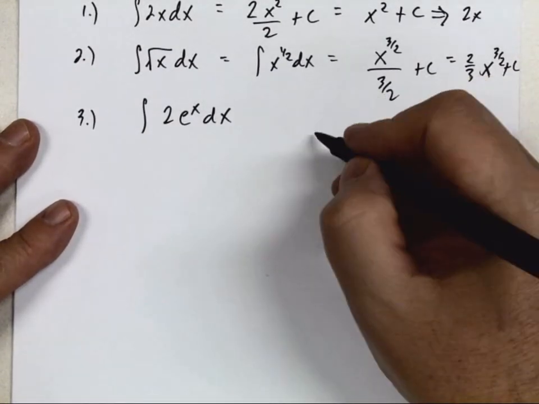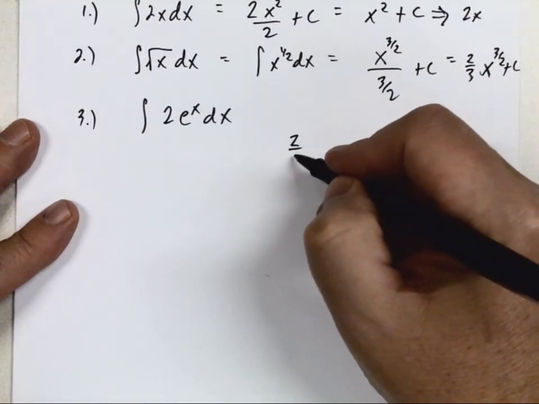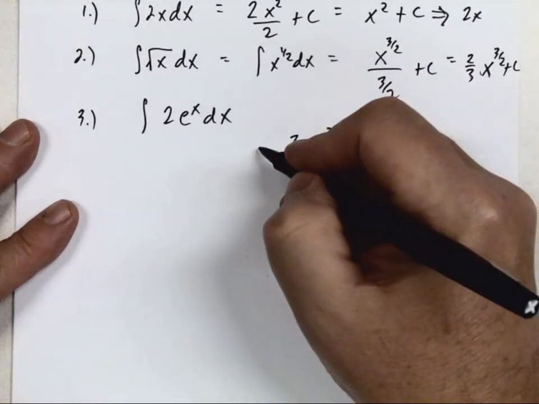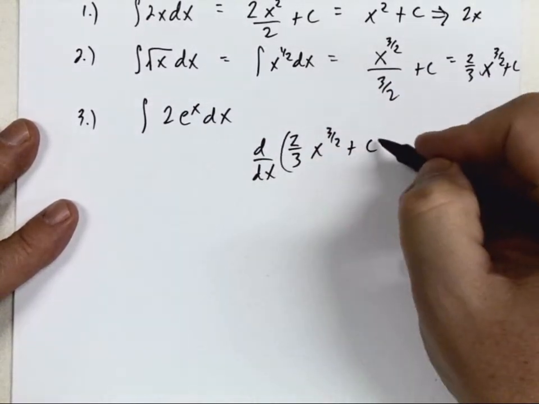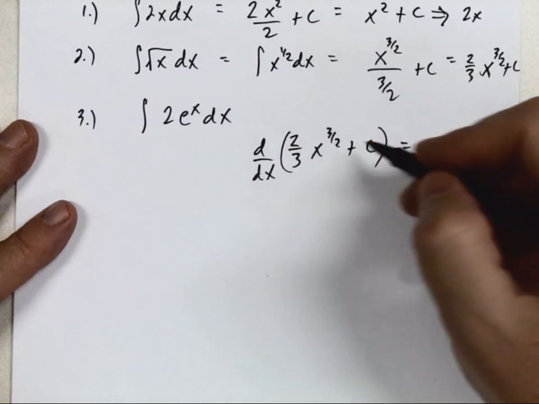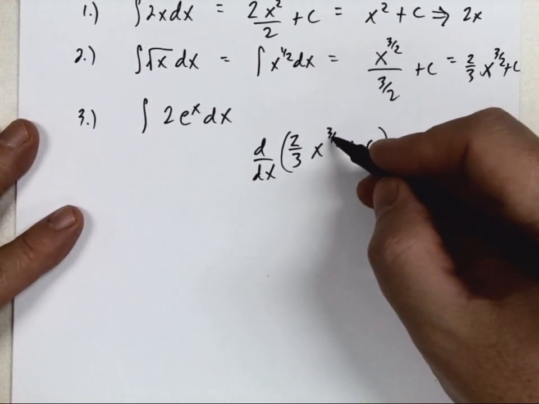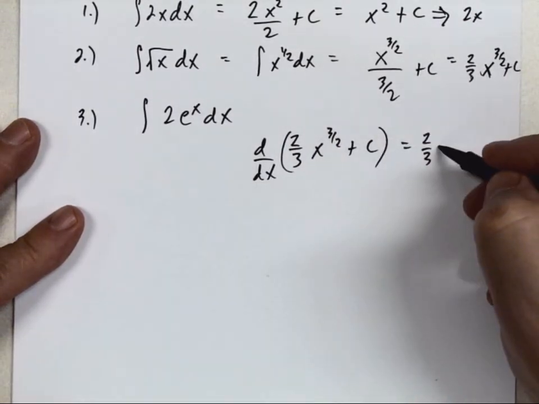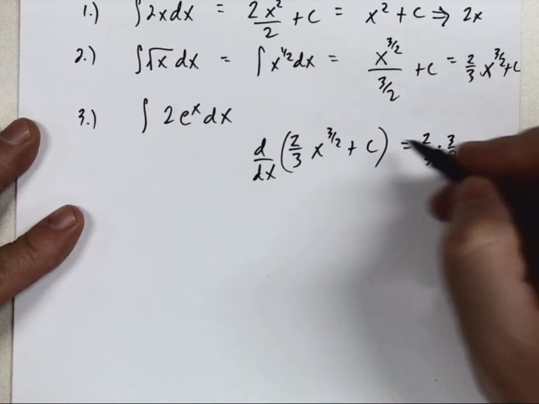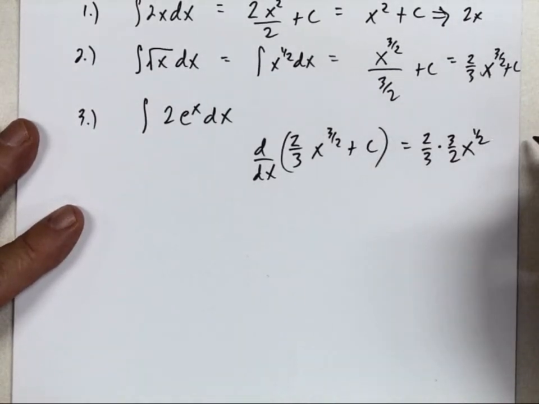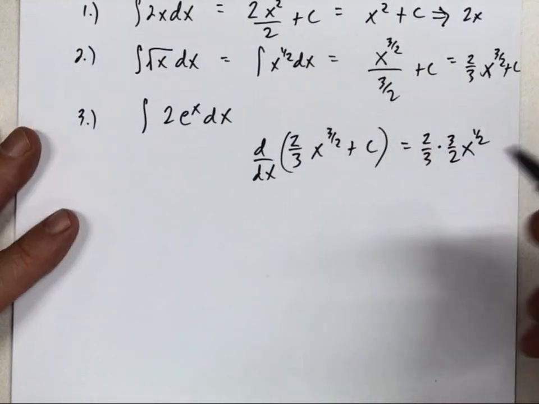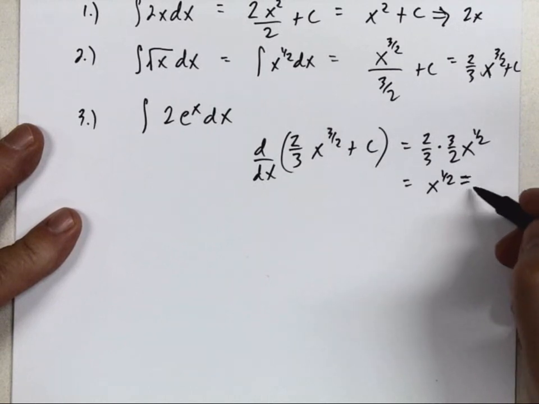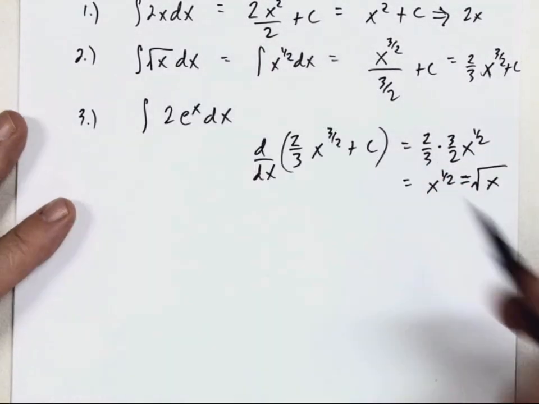Let me just show you that real quick. So I say my answer is 2/3 x to the 3/2 plus c. I'm going to take the derivative of this. Derivative of x to the 3/2. Remember, for the derivative you bring the exponent down front, so the 2/3 is here. You subtract 1. And then the derivative of a constant is 0. Multiply this out, you end up with x to the 1/2, which I can rewrite as the square root of x, which is what you started with.